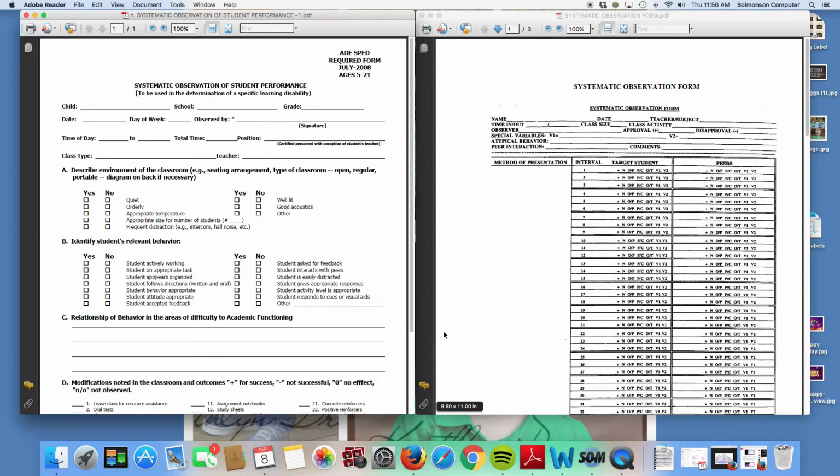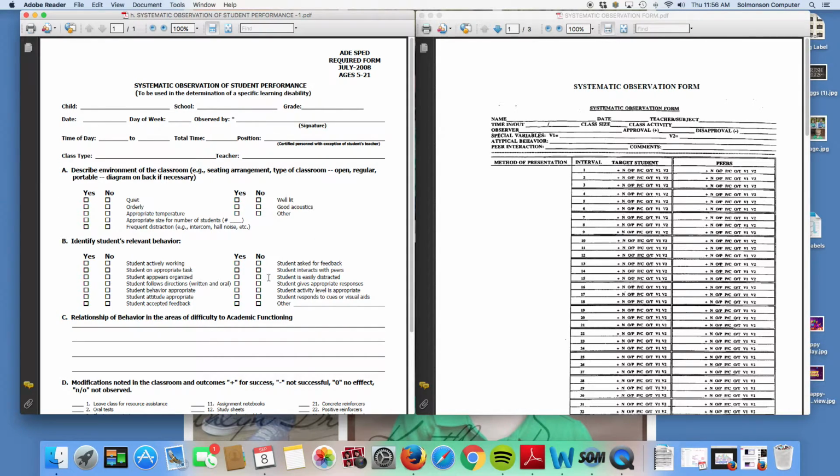And it's pretty typical, pretty self-explanatory, that you fill this out: child's name, school, grade, date, day of the week, who observed the child, what time of the day, what time did you go in? I started at 10:15 and went till 10:45, and I was the school counselor. It was in a language arts class, and here's the teacher.